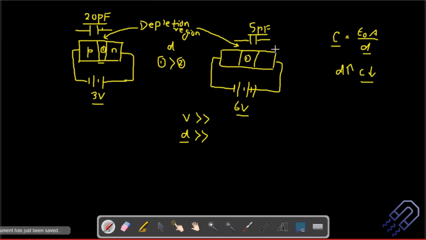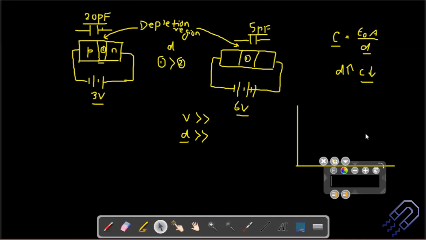What happens if I just want to draw a figure? Let me draw a graph here so that we can understand that even better. What happens to the capacitance with voltage? So if I draw a graph, maybe I can take the voltage on this side. This is the CV characteristics.